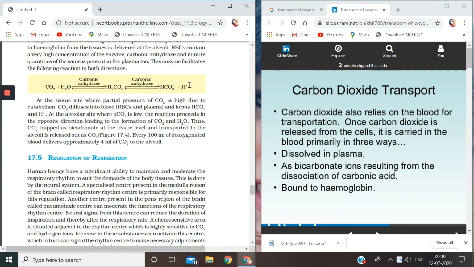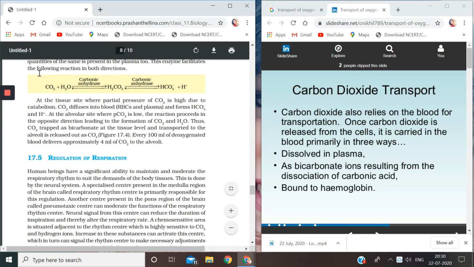At the tissue site where partial pressure of carbon dioxide is high due to catabolism, you know now what catabolism and anabolism are, carbon dioxide diffuses into red blood cells and plasma and forms hydrogen carbonate and hydrogen ions. At the alveolar site, where PCO2 is low, the reaction proceeds in the opposite direction, just this way. At the tissue level, the reaction is moving in this manner, and in the alveoli, it is moving in the opposite direction.